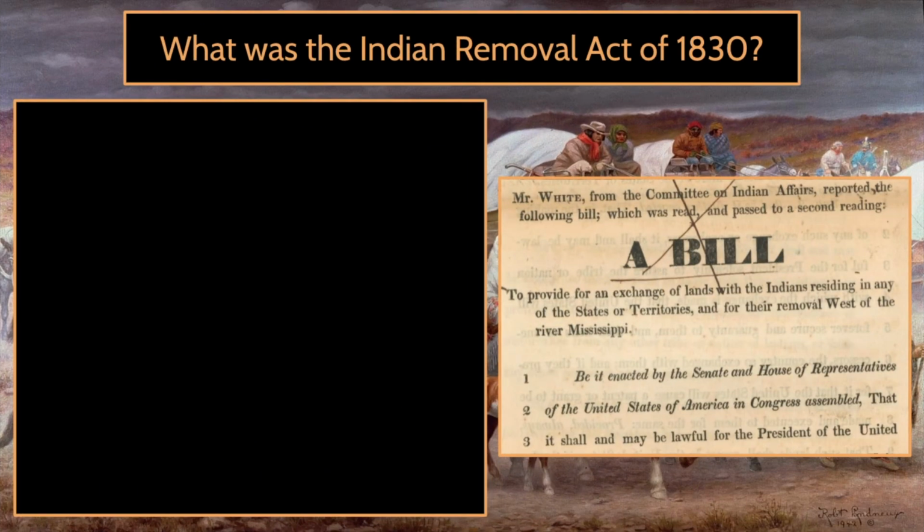So a couple years into his administration, there was an act passed by Congress. Remember, act is a vocabulary word. So our essential question is, what was the Indian Removal Act of 1830? The name of the bill probably gives you a clue where this is going.